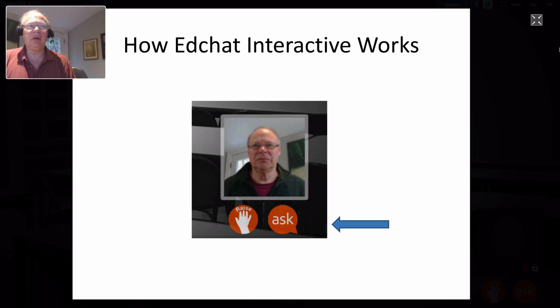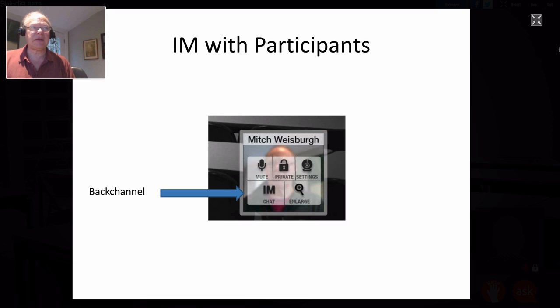The second button underneath is ask. If you have a question, you click on the ask button and a pop-up will come up. Type in your question, that then comes to me, and I'll pass it to them so that they can answer it. So those are the first two ways of interacting: raising hand and asking.